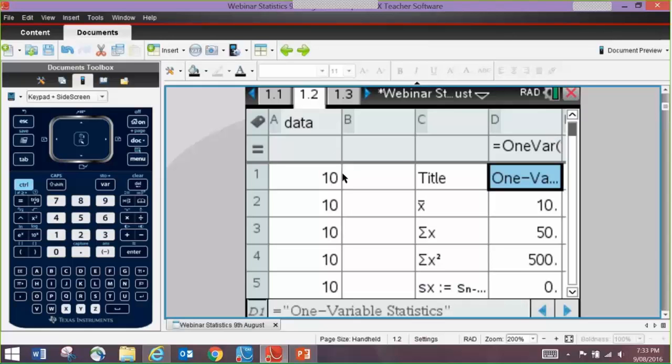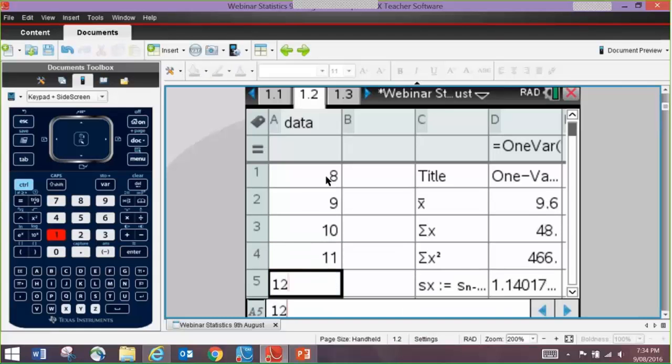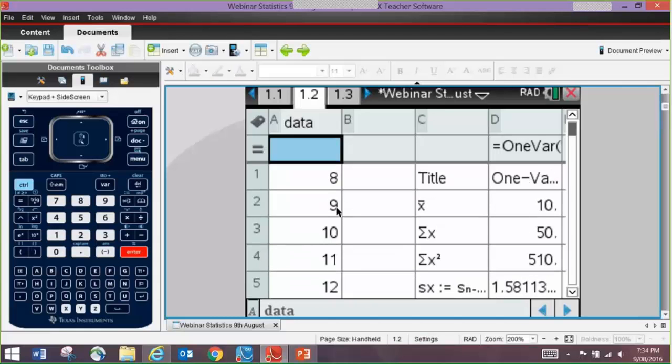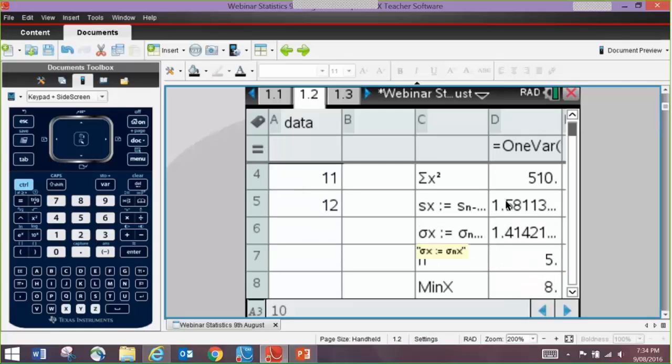So this is a nice simple data set that we can work with, and you'll notice that as I change the data to the other, you see on the right, the values are already changing to reflect that I've now got a new set of data in here. So my mean is still 10, but now there's been a change here to the standard deviation values.